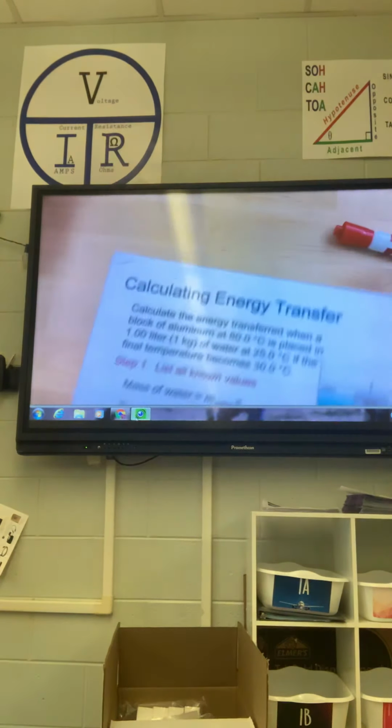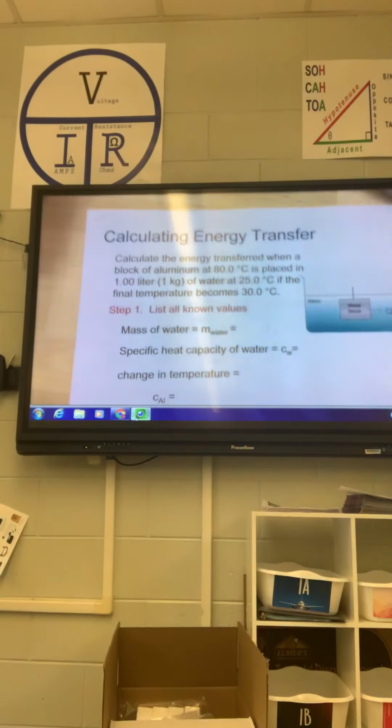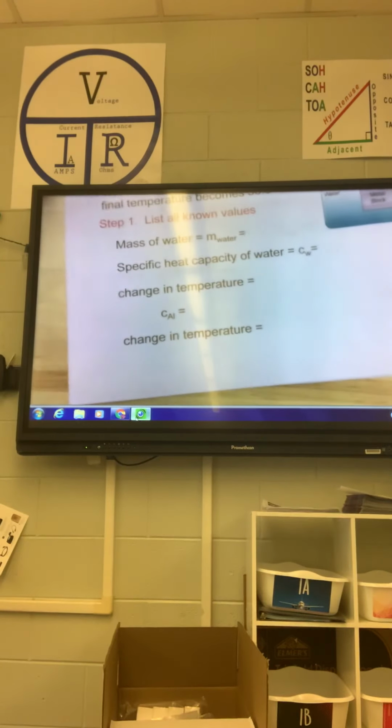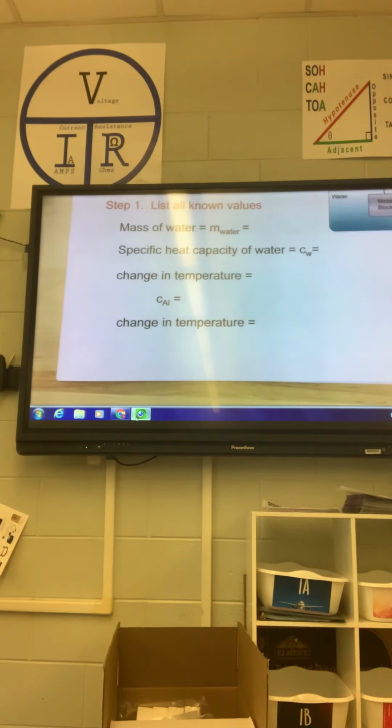So we're calculating the energy transferred when a block of aluminum at 80 degrees Celsius is placed in 1 liter, or 1 kilogram, of water at 25 degrees Celsius, and the final temperature is 30 degrees. So we're figuring out the amount of energy that's transferred. Once you get really good at these, you're not going to have to do all of these steps, but we're going to do all of them so you see where things come from.